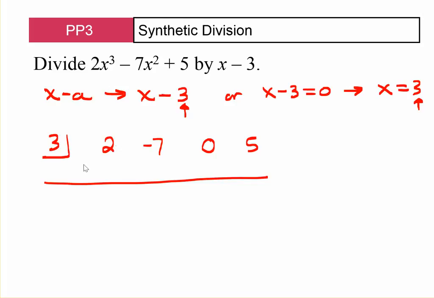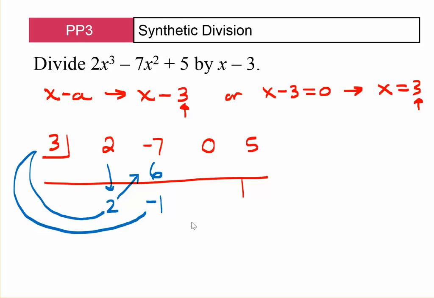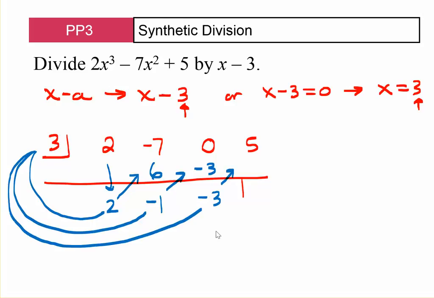adding down. So 2 plus nothing is still a 2. 2 times 3 is 6. Multiply back up here. Negative 7 plus 6 is negative 1. Multiply back up. Negative 1 times 3 is negative 3. Add straight down. 0 plus negative 3 is negative 3. And then 3 times negative 3 is negative 9. Adding down gives you a negative 4.